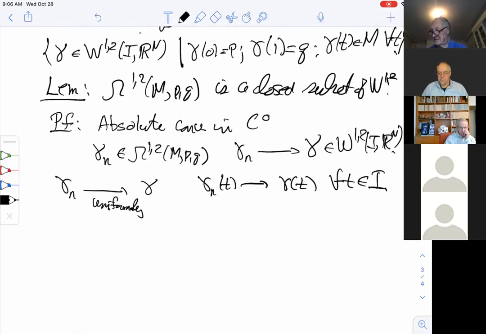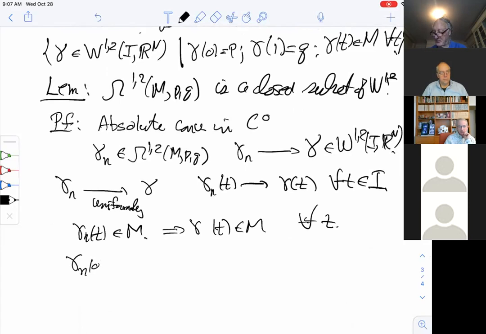Okay, well, the gamma n of t are in M. M is a closed subset of Euclidean space. That means that gamma of t is in M for all t. And of course, gamma n of 0 is P for all n, which implies gamma of 0 is P, and similarly for Q.